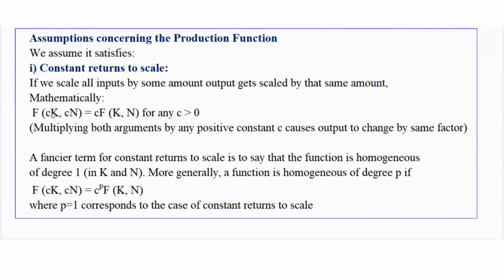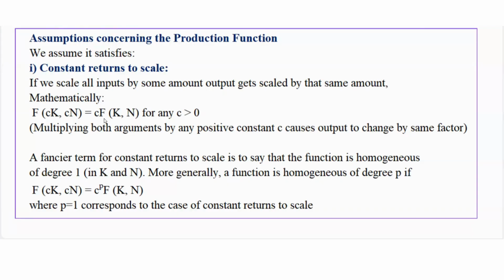So multiplying both arguments, K and N, with any positive constant C causes output to change by the same factor. Now, a fancy term for constant returns to scale is to say that the function is homogeneous of degree 1 in K and N. This is a fancier way of saying that the production function satisfies constant returns to scale, or that it is homogeneous of degree 1 in capital and labor.